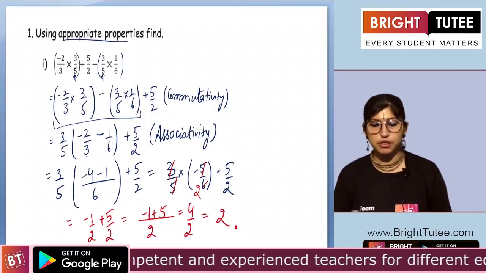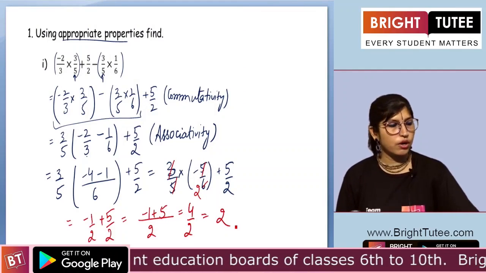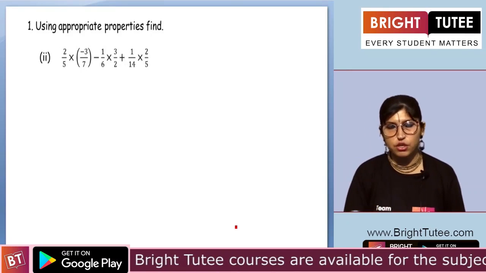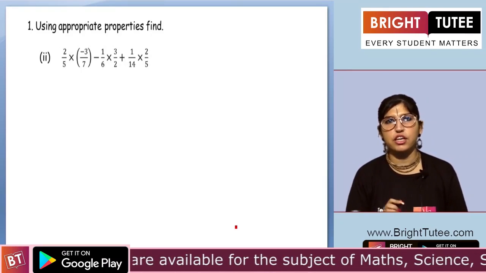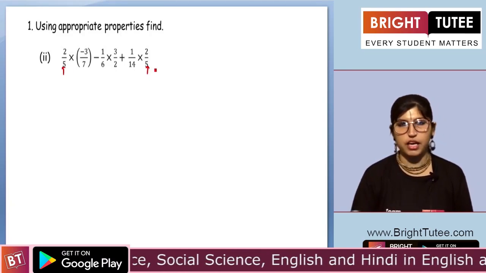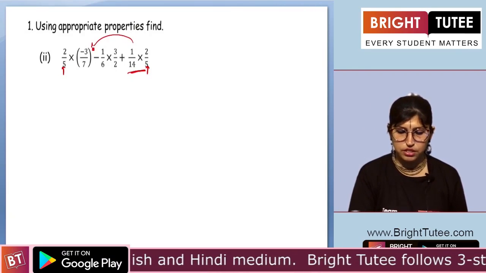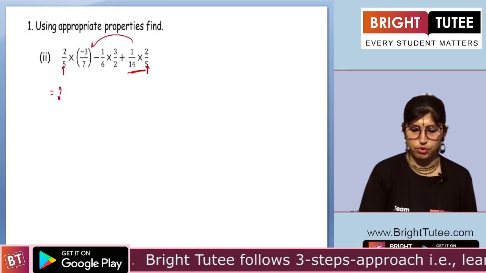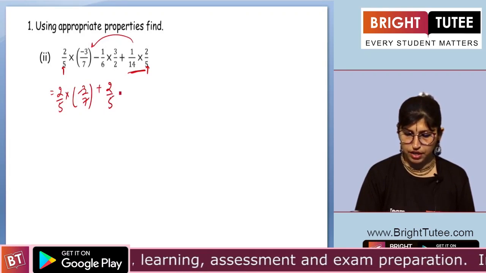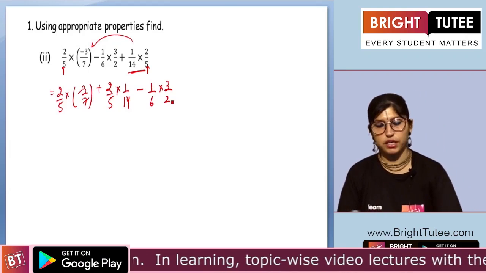So the final answer which we will get by using appropriate properties, for the very first part of this exercise, is 2. Now let's move on to the second part. We'll follow the same procedure, check which rational number is occurring twice. Now if we have a look, we can see that 2 by 5 is a rational number which is coming twice. So we'll be doing the same thing, shifting this to this side. So we'll be writing 2 by 5 times minus 3 by 7 plus 2 by 5 times 1 by 14 minus 1 by 6 into 3 by 2, which is already there.